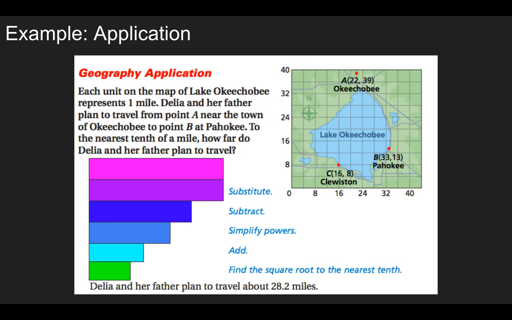One more on a map. It says each unit on the map of Lake Okeechobee represents 1 mile. Delia and her father plan to travel from point A near the town of Okeechobee to point B at Pahokee. To the nearest tenth of a mile, how far did Delia and her father plan to travel? So it says Delia and her father plan to travel from point A to point B. Interestingly enough, in order to do that, they were going to have to go over water.